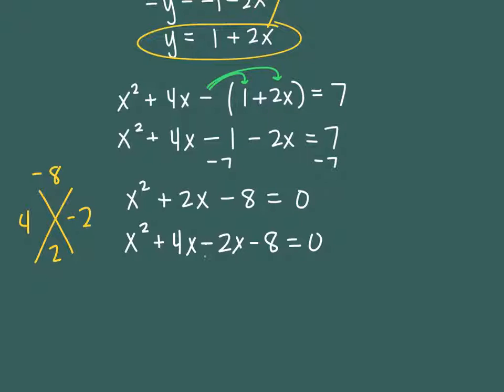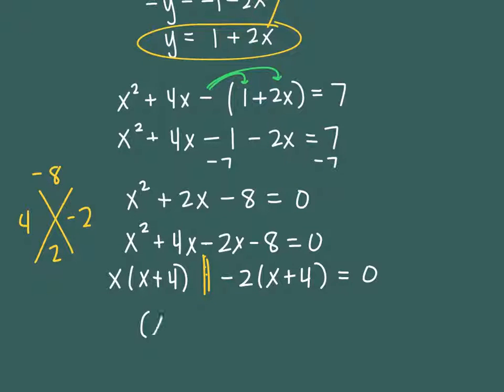And I'd split that down the center. Take out what they have in common, which is x and x plus 4. Take out a -2, leave me with positive x plus 4. It's still equal to 0. And so x plus 4 is the common factor, and x minus 2, and that's still equal to 0.